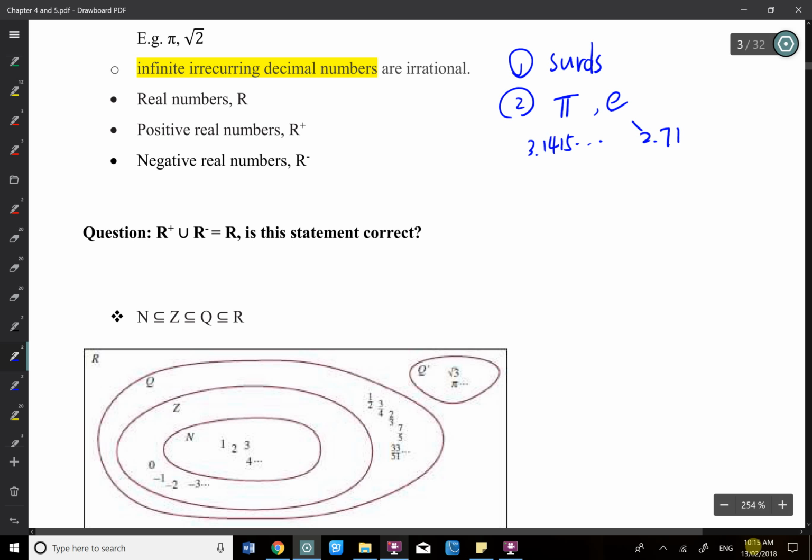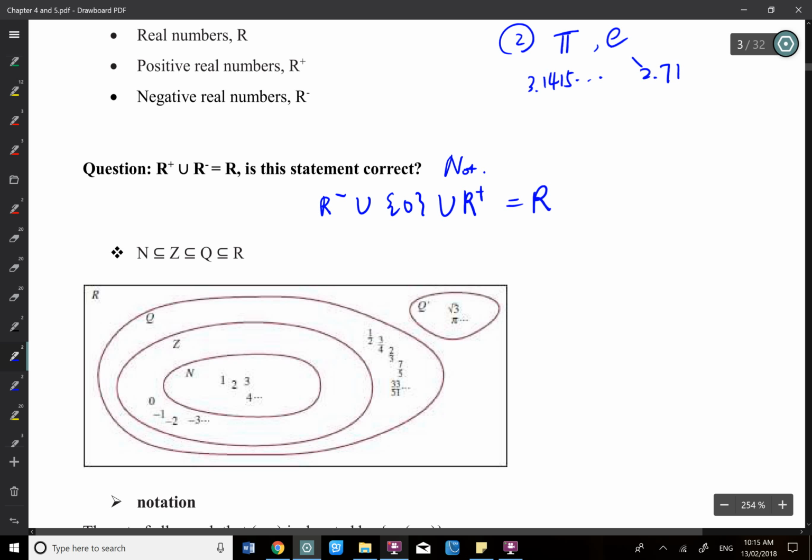So the statement is not correct. It will be R minus union 0 union R plus. That will give you the set R. So still we're missing the 0.